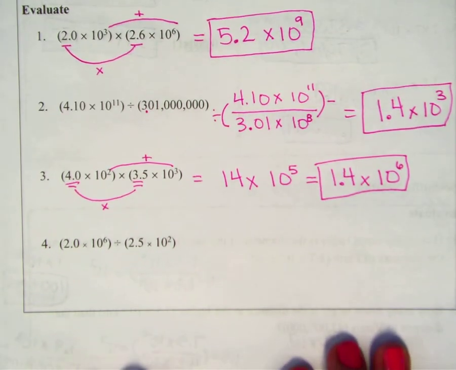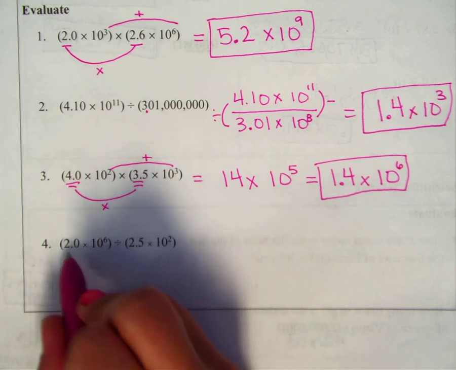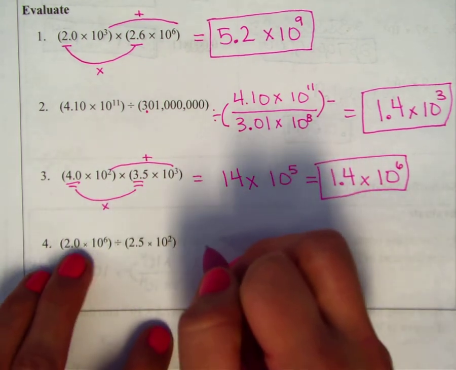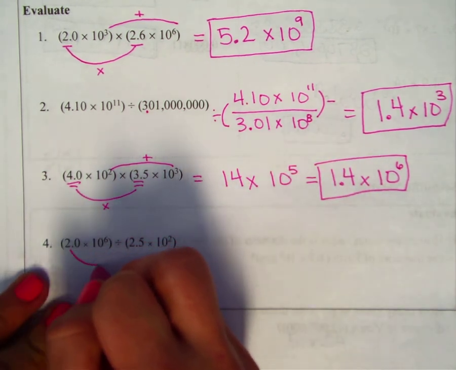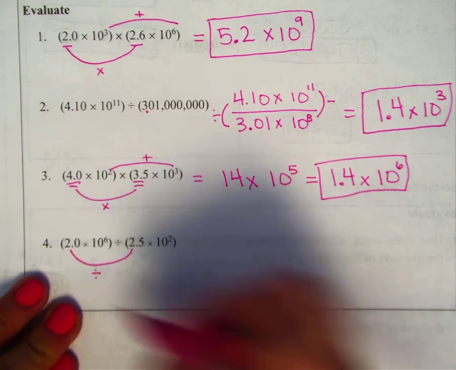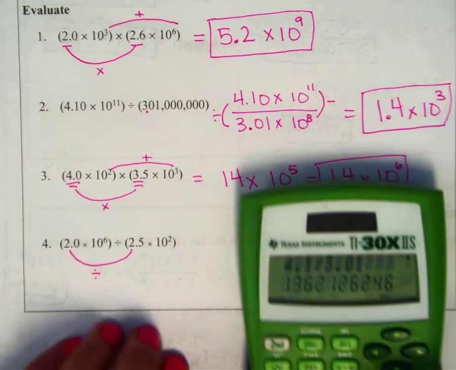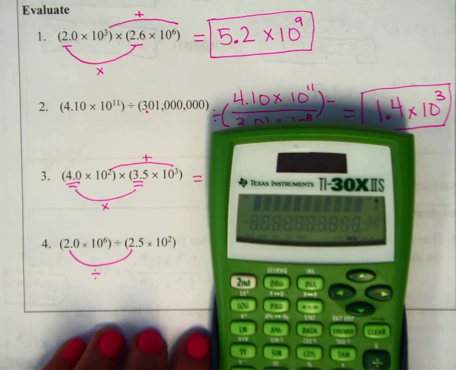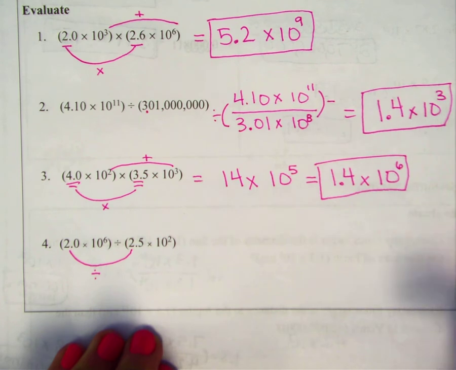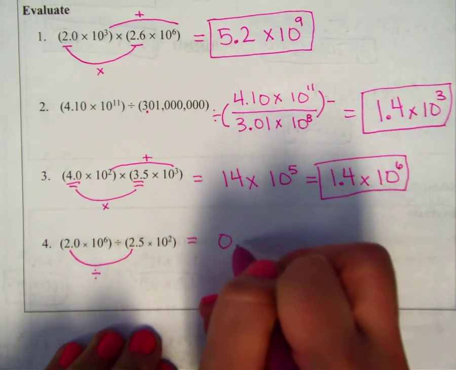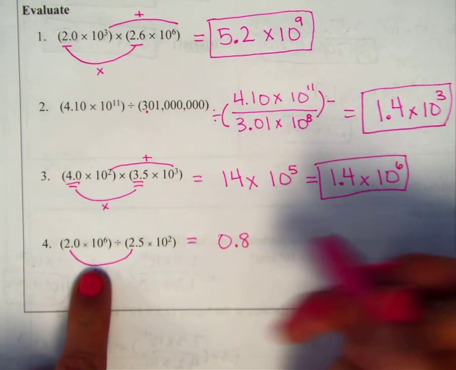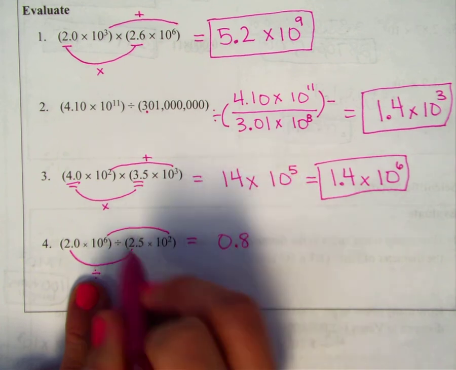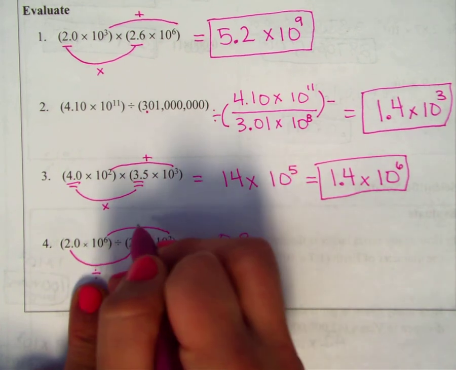All right, last problem. Now we have this divided by this. So I'm going to take my coefficients and divide them. 2.0 divided by 2.5, I'm going to grab the calculator for that. 2 divided by 2.5, I get 0.8. So 0.8 is the coefficient part. And then with my exponent, since it's a division, I'm going to subtract.